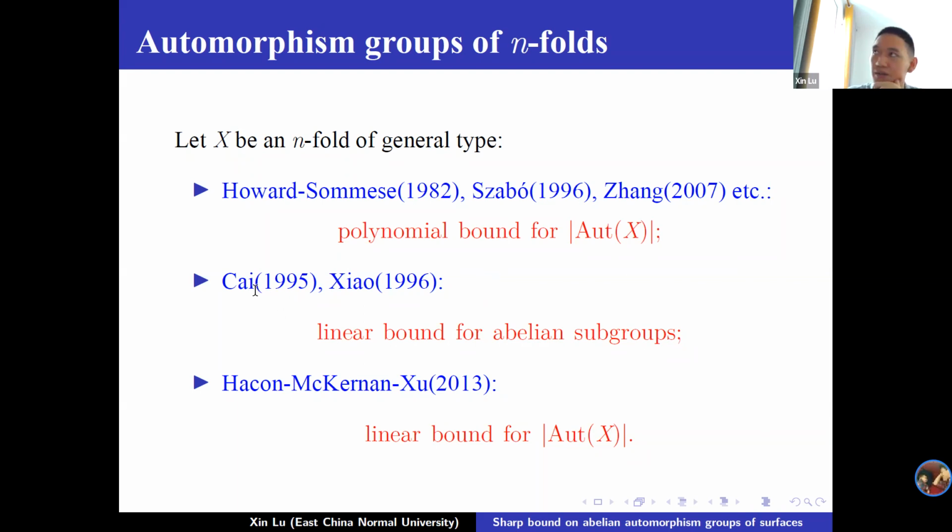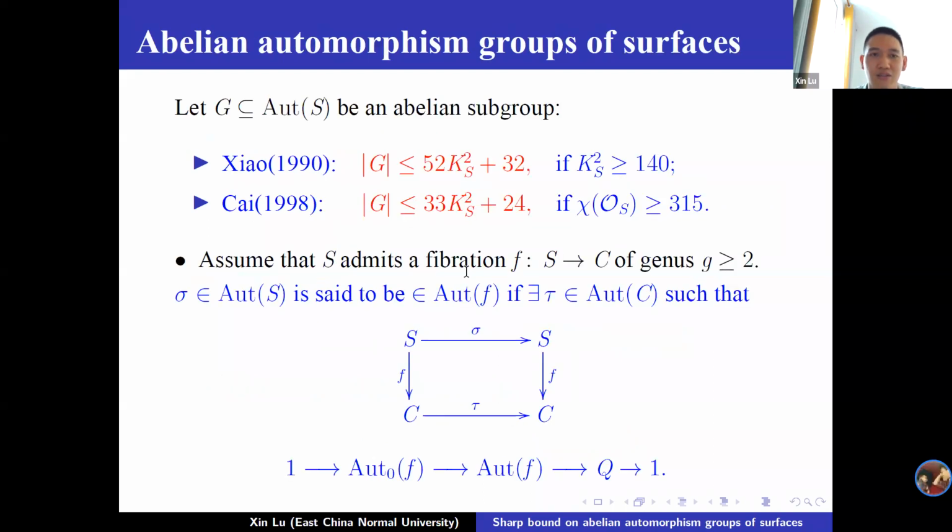Here, Jinxin Cai proved it for the case when n equals 3, and Gang Xiao proved it for general n. And finally, it was proved by Hacon, McKernan, and Xu, a linear bound for the total automorphism group of X for any dimension. Okay. So now we come back to the surface case.